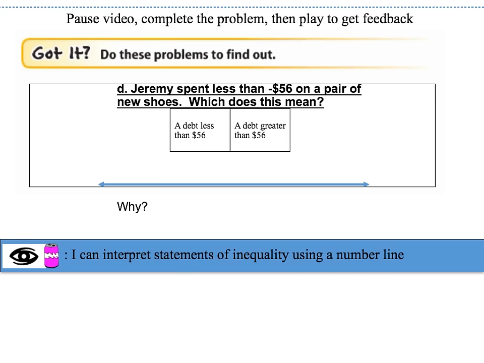So pause the video, complete the problem, and then play it back for some feedback.